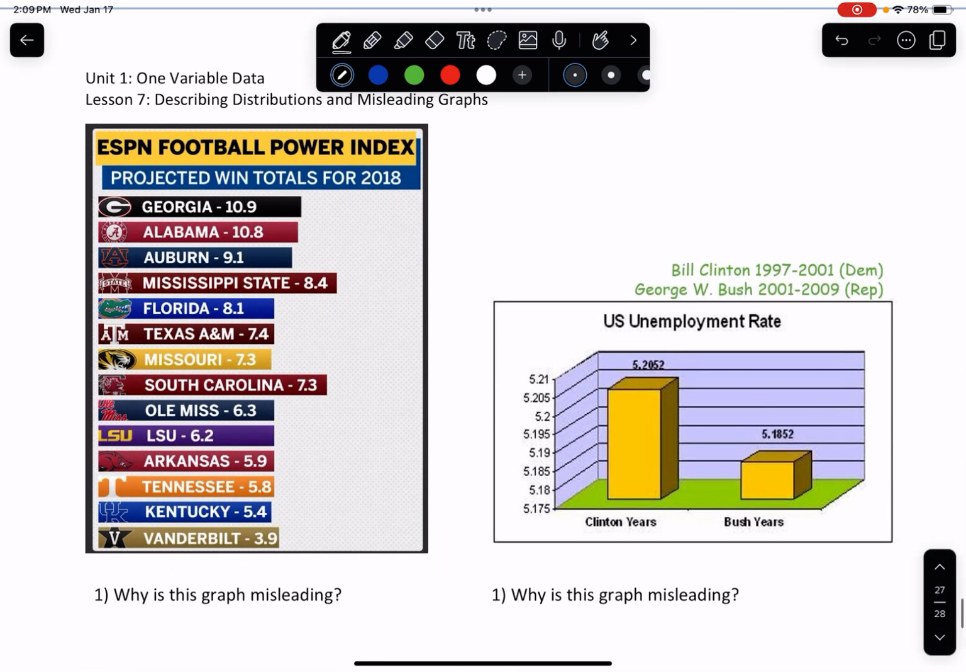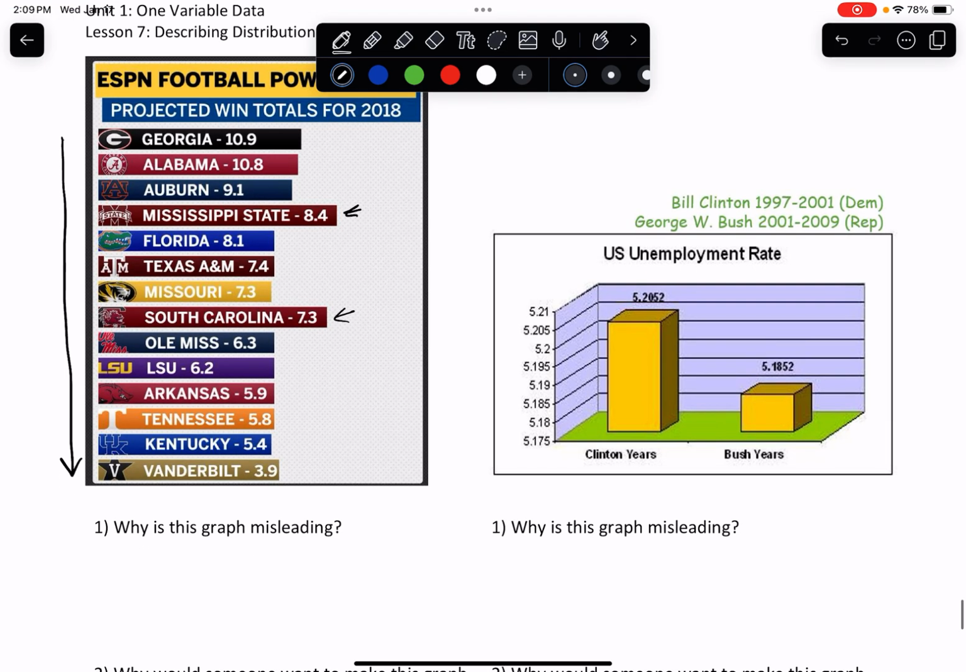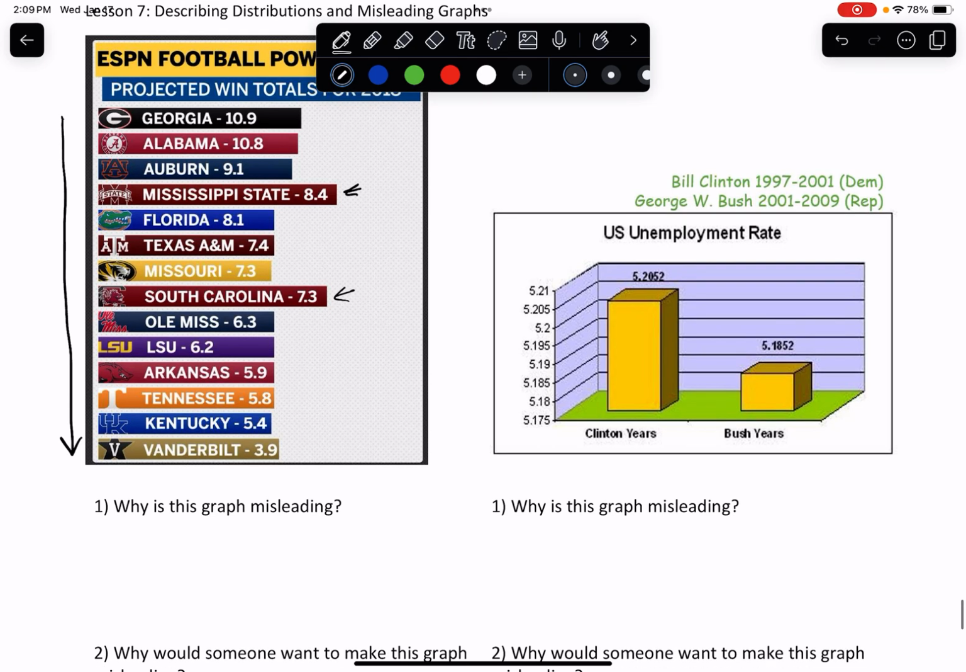So with the ESPN power index, we've got projected win totals for 2018. Things about this graph that are misleading. When we look at this graph, we have the values going in order from highest to lowest down the table, but specific bars are longer than others despite their values being lower than others. And that's because the bar is just based on how long the words in the bar are. So our bar length doesn't represent data.